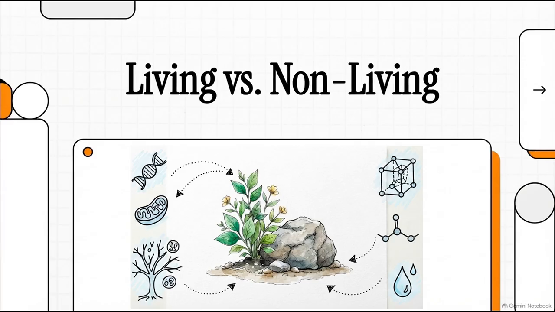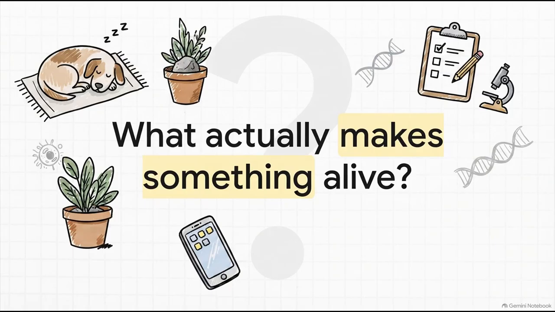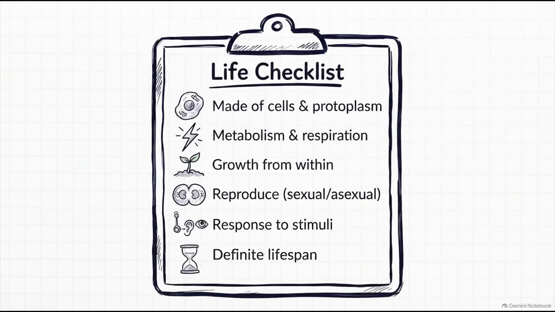Let's get into it. So take a second and just look around you right now. You might see a dog sleeping on the rug, maybe a rock sitting in a potted plant, or hey, even the smartphone you use every single day. All these things exist in your world, right? But what actually makes something biologically alive? Well, we're going to solve this little everyday mystery together, and we're going to use a very strict, unyielding scientific checklist to do it.